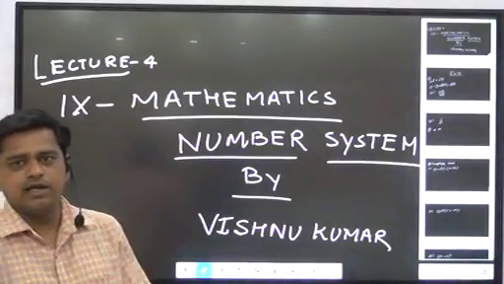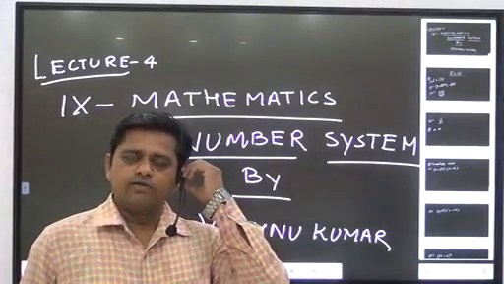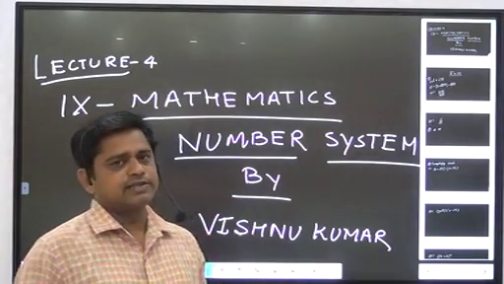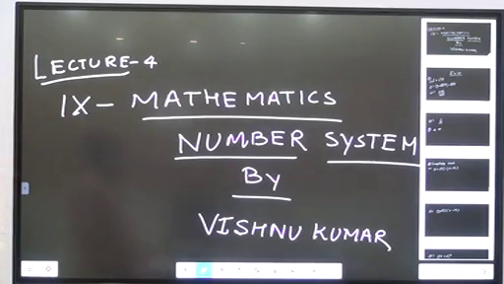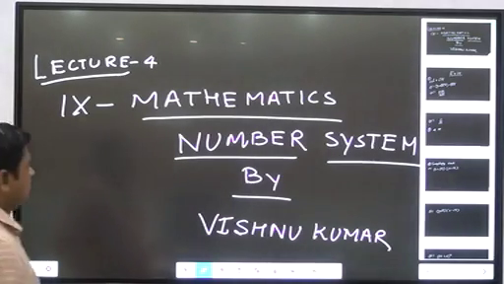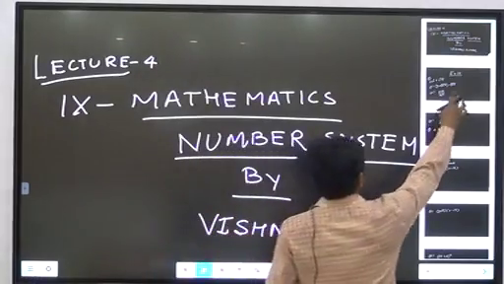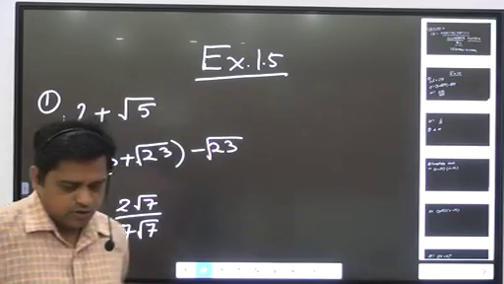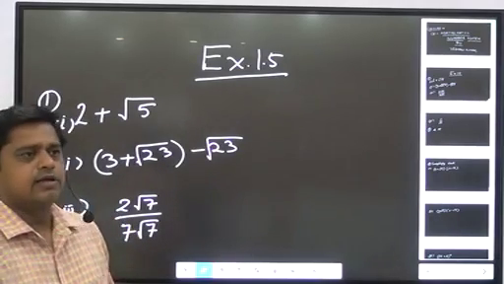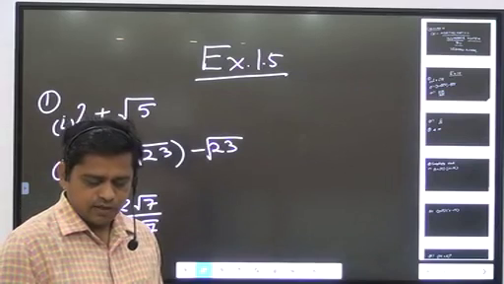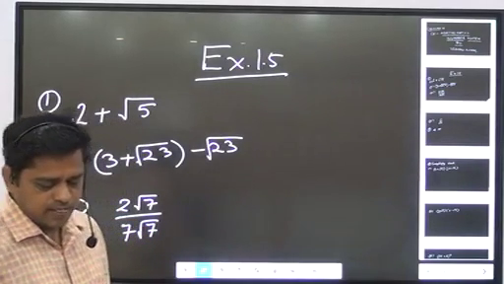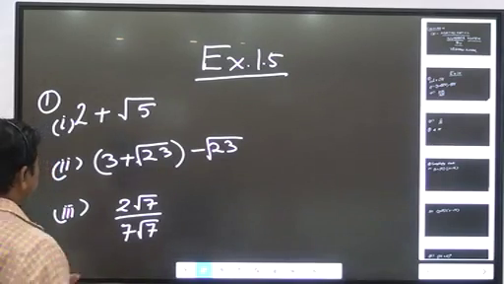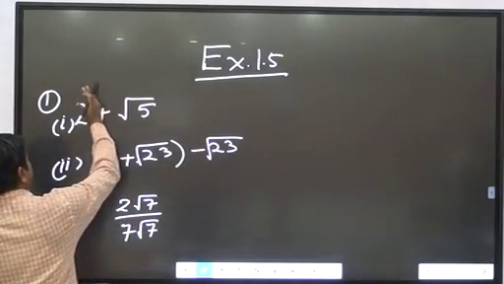Hello students, exercise 4 we have finished in the last lecture. Now I'm going to start your next exercise, number system, class 9th. So come to exercise 1.5, and in this exercise we recognize whether a given number is rational or irrational, the classification of the given number. So the first number we have is 2 plus under root 5, or 2 minus under root 5.